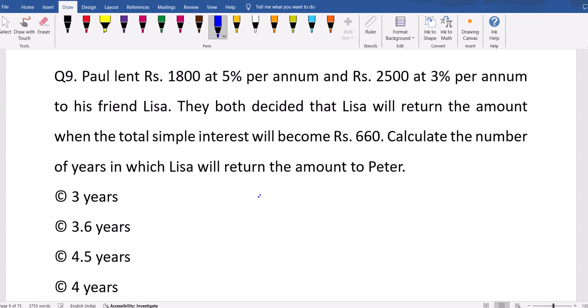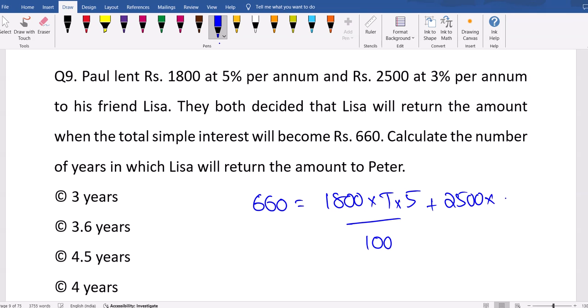So interest is 660. First one, principal 1800. Time is constant, T. Rate of interest 5. Second one, 2500 is the principal. Time is the same. Together it should give 660, right? Divide by 100. So this double zero, this double zero out. This double zero, this double zero out. Here 90, here 75, 165T. So we should calculate this.